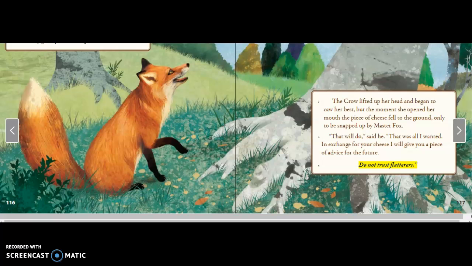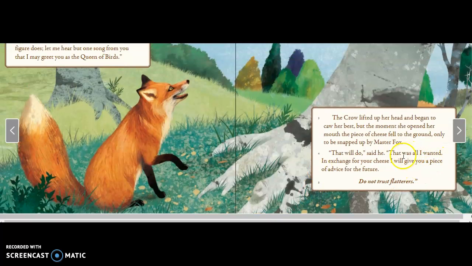Do not trust flatterers." So notice right down here, this fable includes the moral of the story. Do not trust flatterers. What does that mean? This could mean that if someone is just giving a bunch of compliments, they may be wanting something in return. What do you think the author's purpose was for including this line? "That was all I wanted."